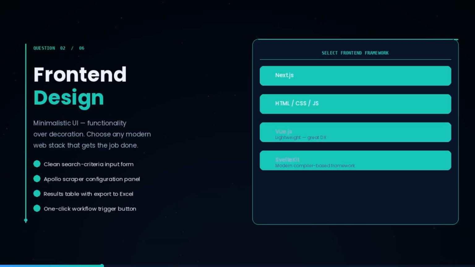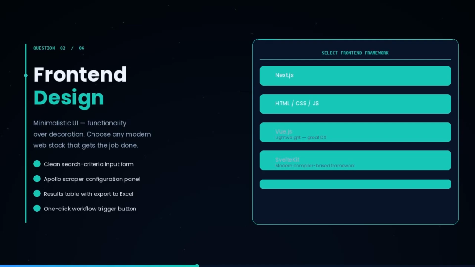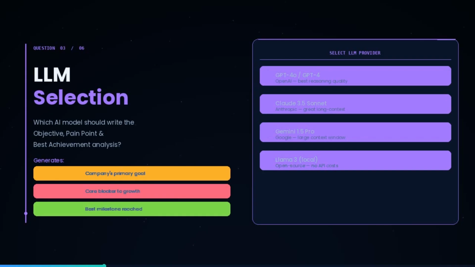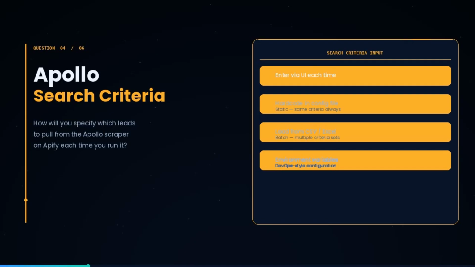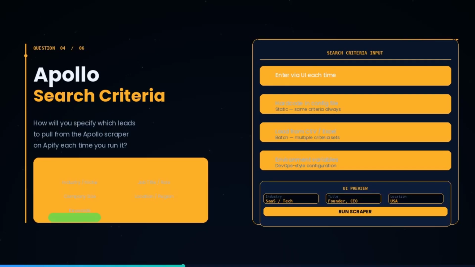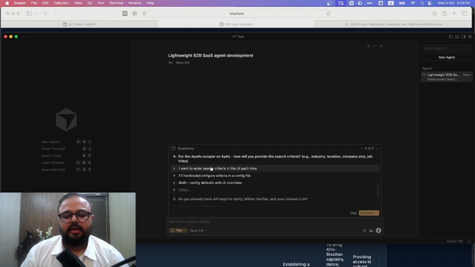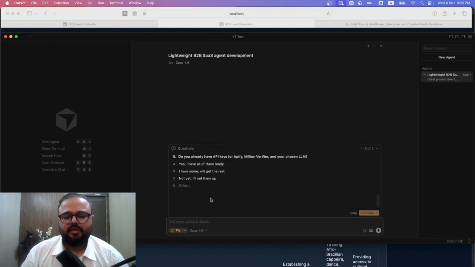And the next is what do you want for minimalistic design? I would just go for anything. I mean, it can be Next.js, it can be an HTML, CSS application. So let's just go with this. And then which LLMs do you want to use for writing objective, pain point, and achievement? So I would want to do this. And for the Apollo scraper on Apify, how will you provide the search criteria? I want to enter search criteria in the UI each time. Yes, so I would want it to be added via UI. However, I would also want it to be testable, right?